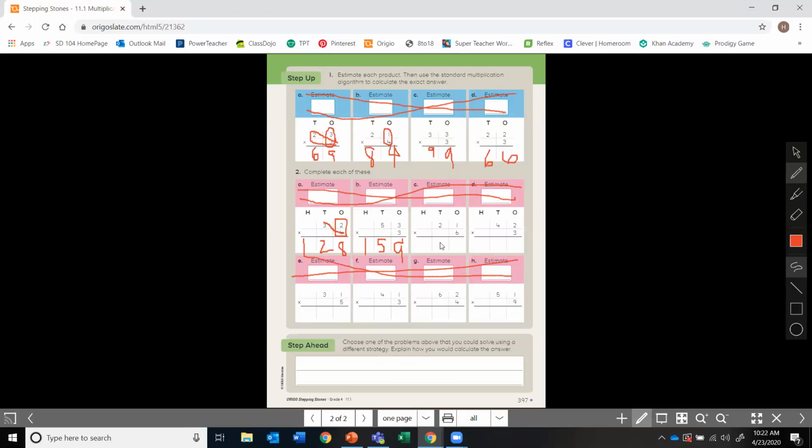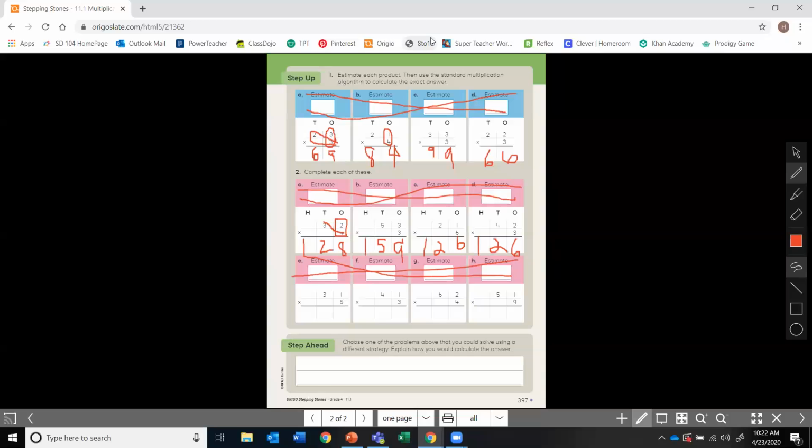Now, 21 times 6. 6 times 1 is 6. 6 times 2 is 12. My answer is 126. Letter D, 3 times 2 is 6. 3 times 4 is 12. My answer is 126. That's kind of silly that they have the same answer. All right, I want you to try E, F, G, and H on your own.